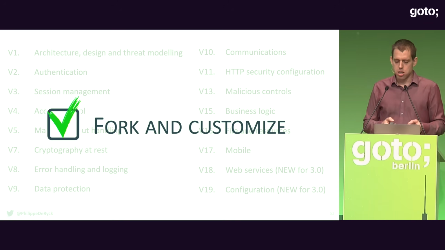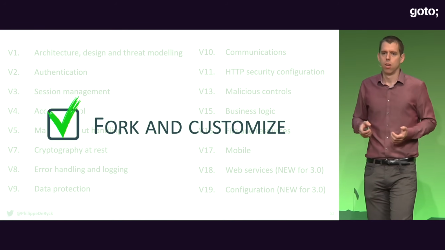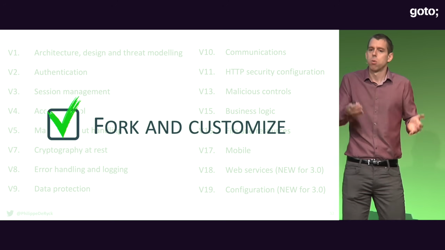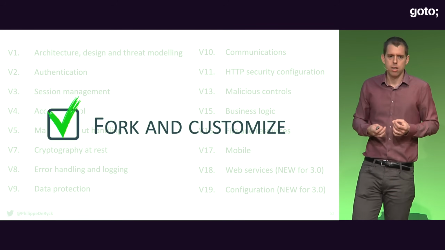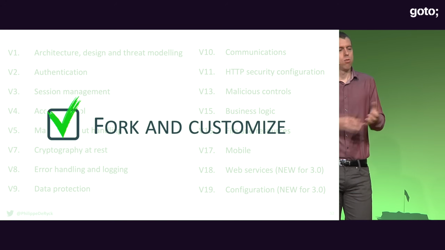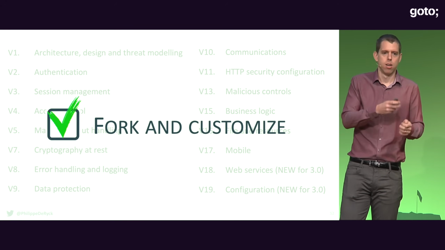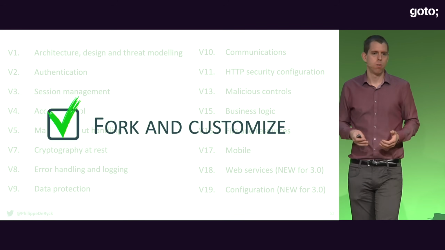So the last message here is fork and customize. This is actually encouraged by the authors of the document. They acknowledge that the document is not perfect. They acknowledge that there's always going to be some subjectivity in there. So instead of arguing about, should this be there or should that be there, you can of course ask these questions, but instead of having a religious discussion about these things, just build your own mechanism.